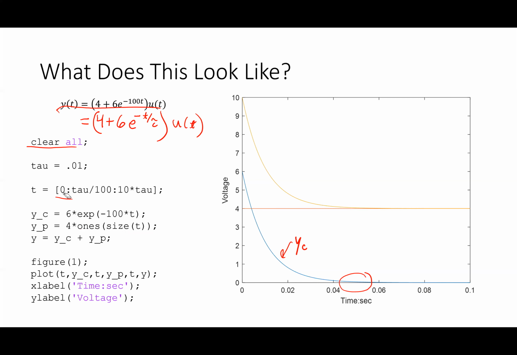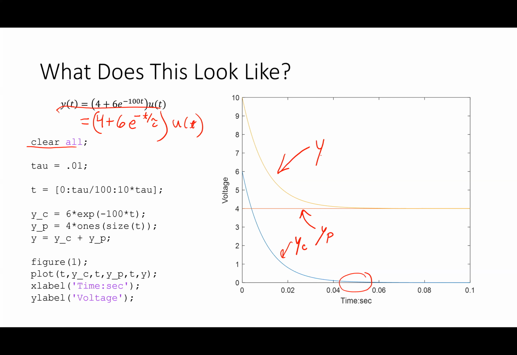All right. For problem 2 on the homework, you would have something that looks pretty similar to this, except in that problem, you would have, I think, a sinusoidal signal, okay, instead of a constant. All right. So this is y sub c. This reddish guy here is y sub p. And then the summation of them is y. Okay. All right. Questions about that?